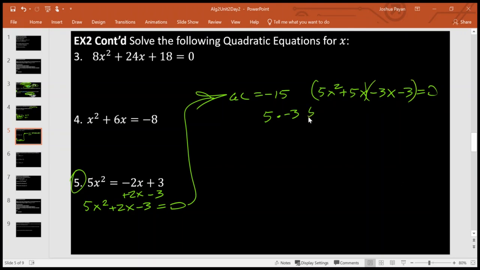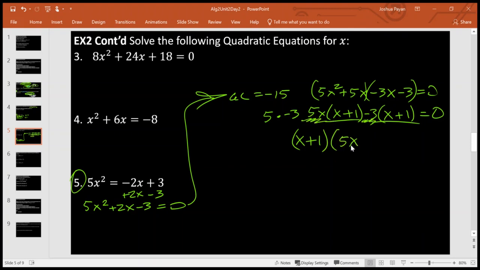and factor. Okay, so 5x, that's just going to be x plus 1 left over. Then over here, a minus 3, that's also going to just be x plus 1 left over. GCF of x plus 1, leaving me with another factor of 5x minus 3. This guy obviously is negative 1.